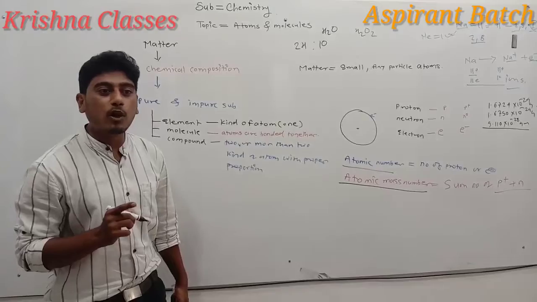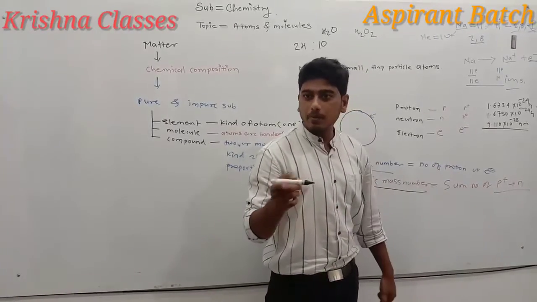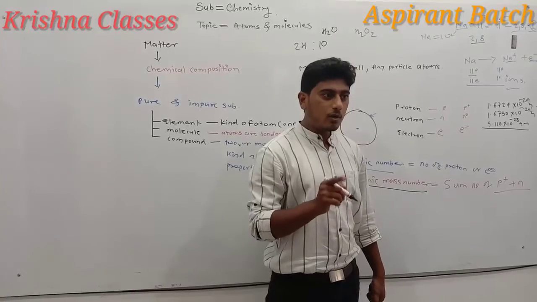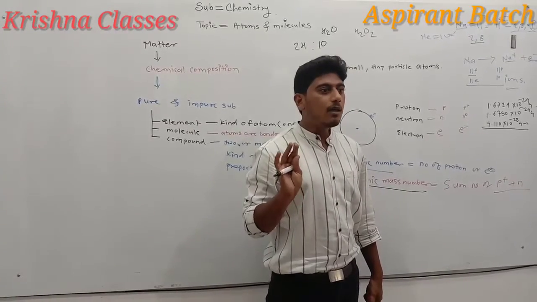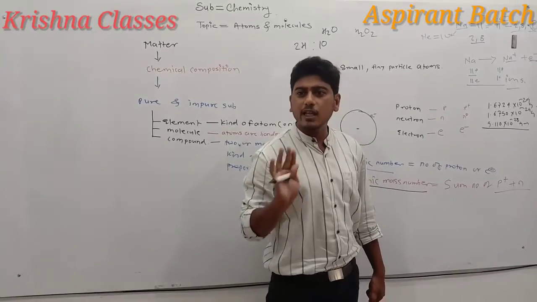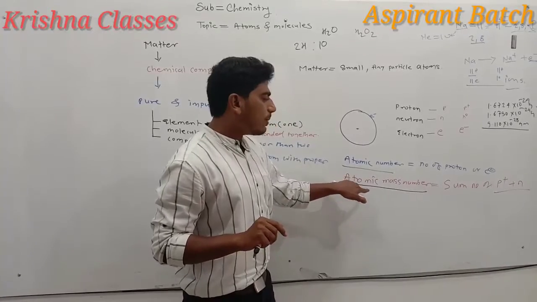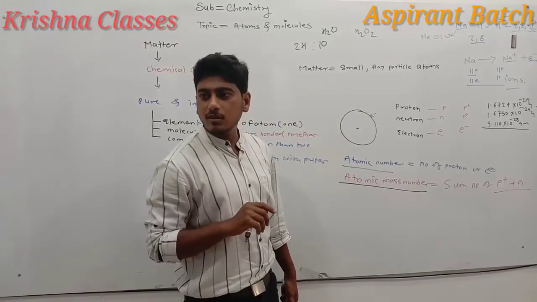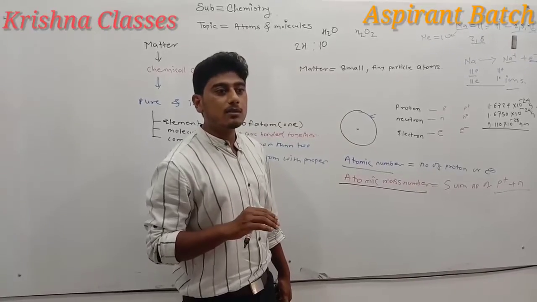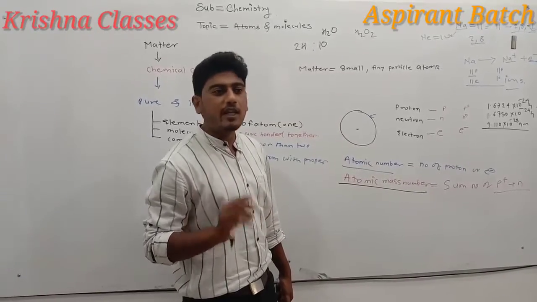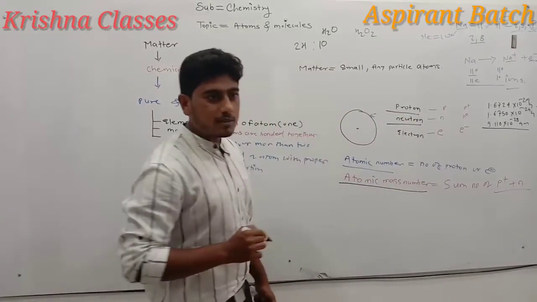That is the sum of protons and neutrons. Here we are not using electrons, though electrons are present in the atom. What is in the atom? Protons, neutrons and electrons. But the mass of the electron is very negligible, so while defining the atomic mass number, the electron is not considered. Why? Because the atomic mass of the electron is very negligible as compared to the proton and neutron. Do you understand this?